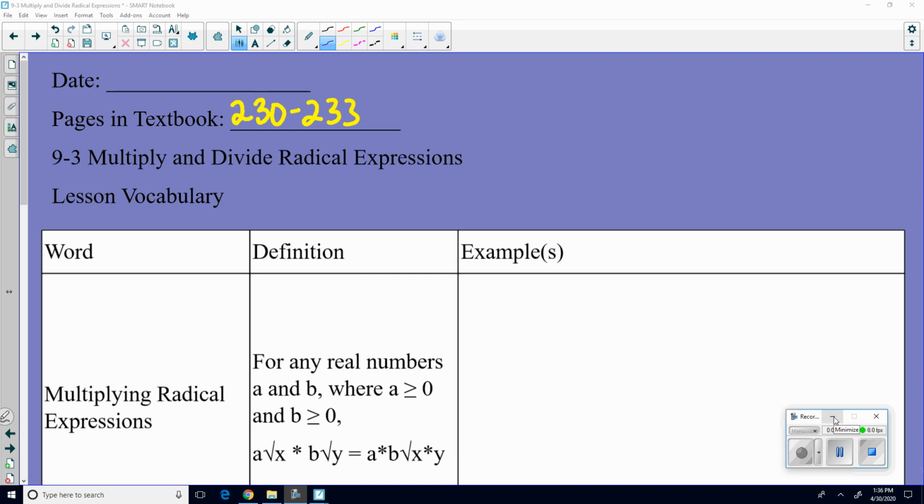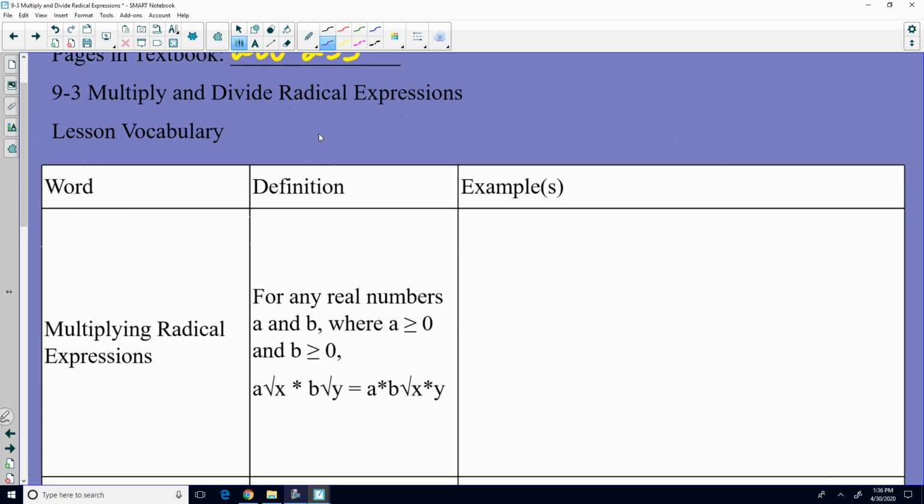Everybody, this is your math video for multiplying and dividing radical expressions. This video specifically is going to talk about multiplication of radical expressions. So grab your note sheets and get ready to take a couple notes. You can go ahead and fill in the date for today. These are pages 230 to 233 in your textbook.